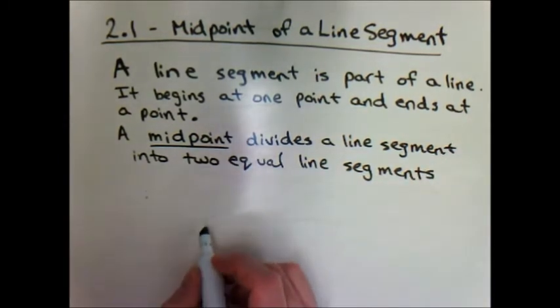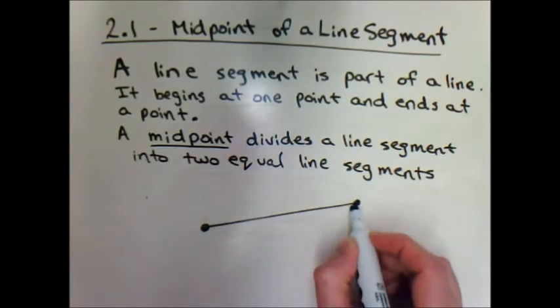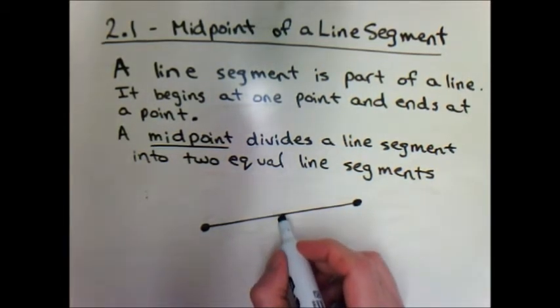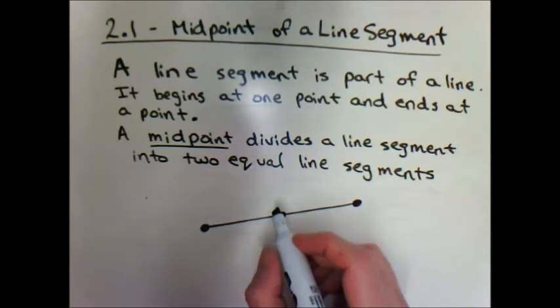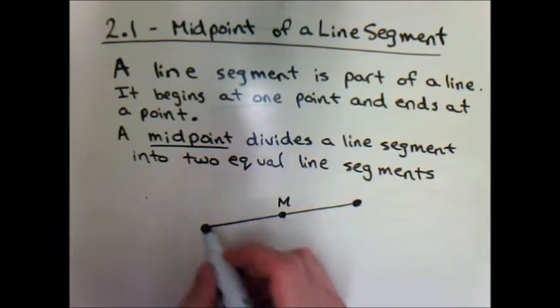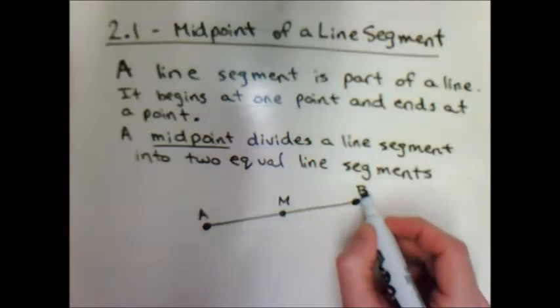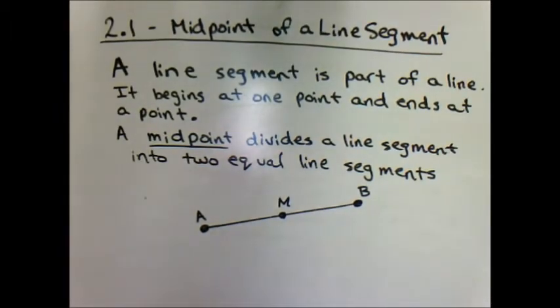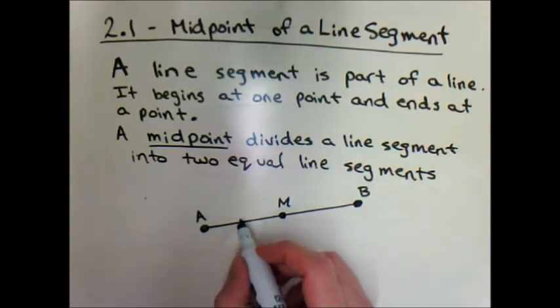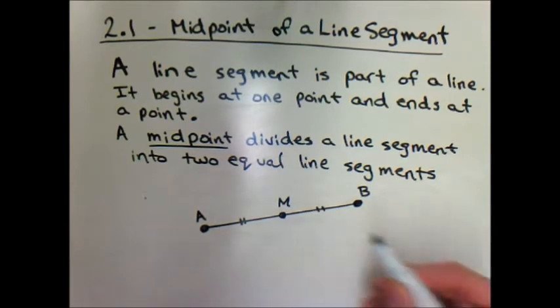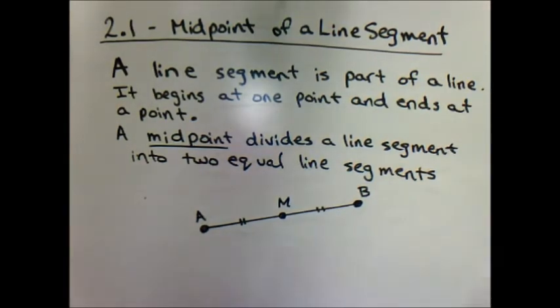Okay, so if we had a little diagram here, we have the line AB with midpoint M, where M divides AB into two equal line segments, AM and MB. They have equal length.